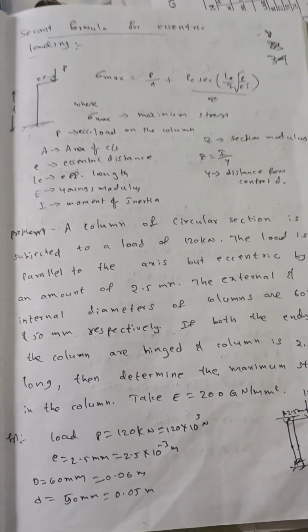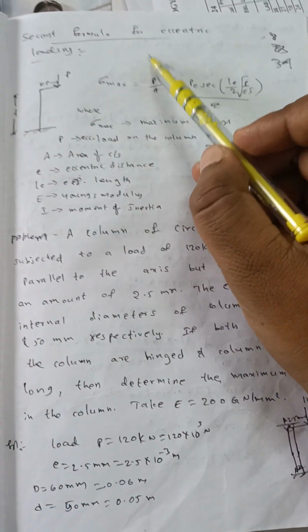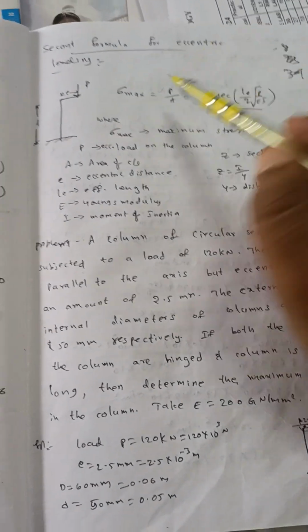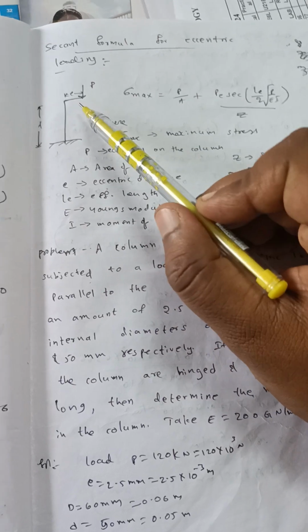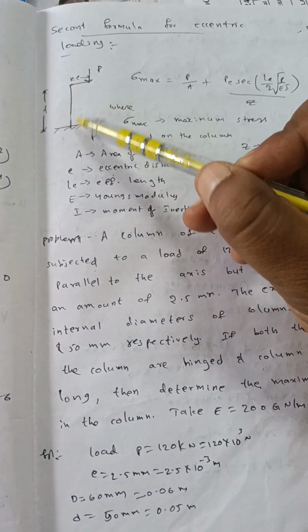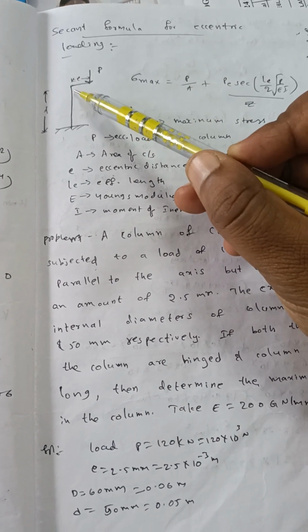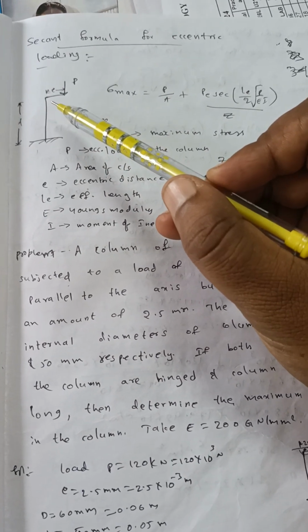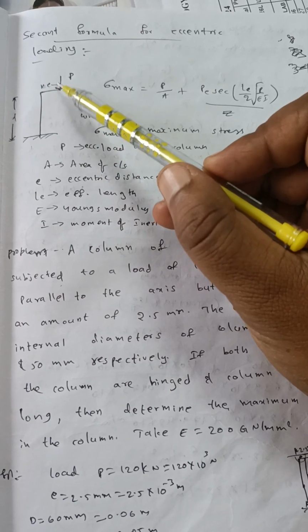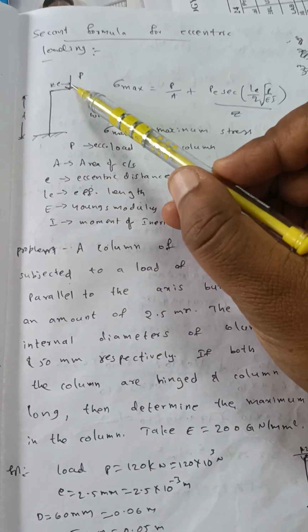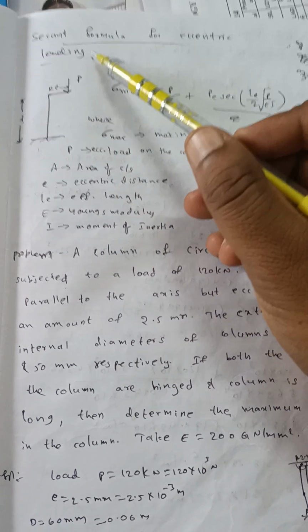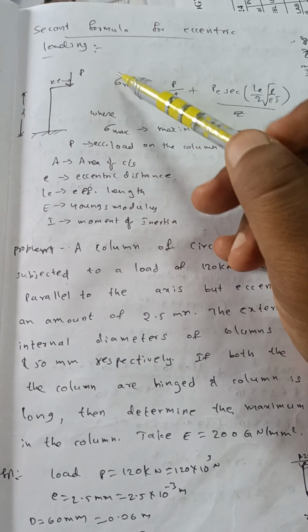In this session, we'll discuss the secant formula and Perry's formula and problems related to them. Till now, we have discussed how to calculate the buckling load whenever the load is coming axially on the column. That we have seen using Euler's and Rankine's theory. Now, for eccentric loading on the column, which formulas will we apply? That is the secant formula and Perry's formula.